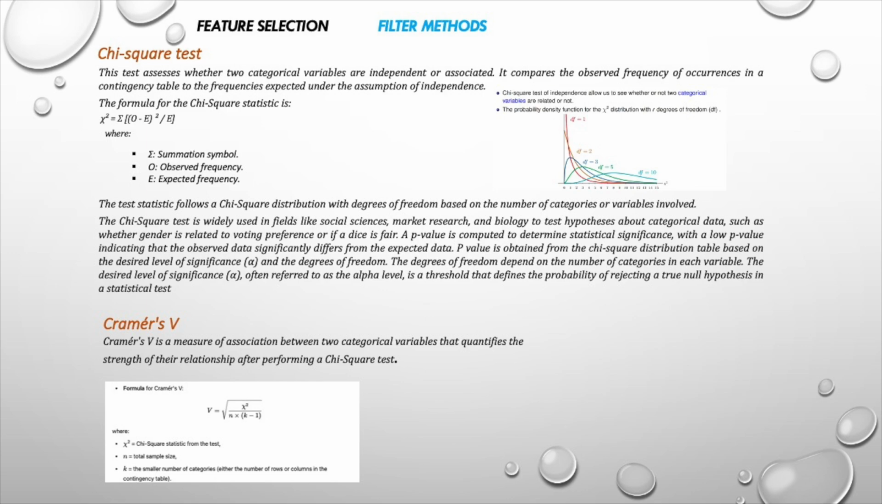The desired level of significance, alpha, often referred to as the alpha level, is a threshold that defines the probability of rejecting a true null hypothesis in a statistical test. Cramér's V. Cramér's V is a measure of association between two categorical variables that quantifies the strength of their relationship after performing a chi-square test.